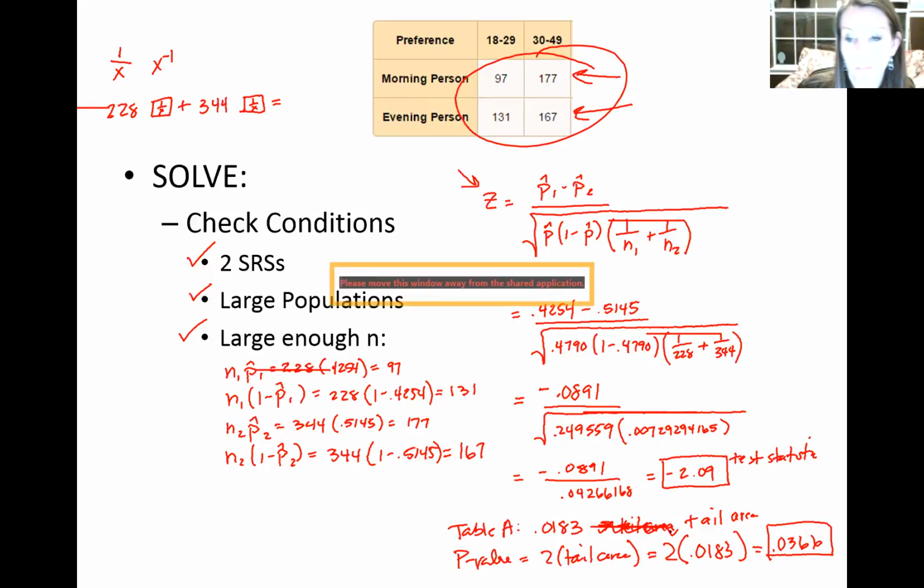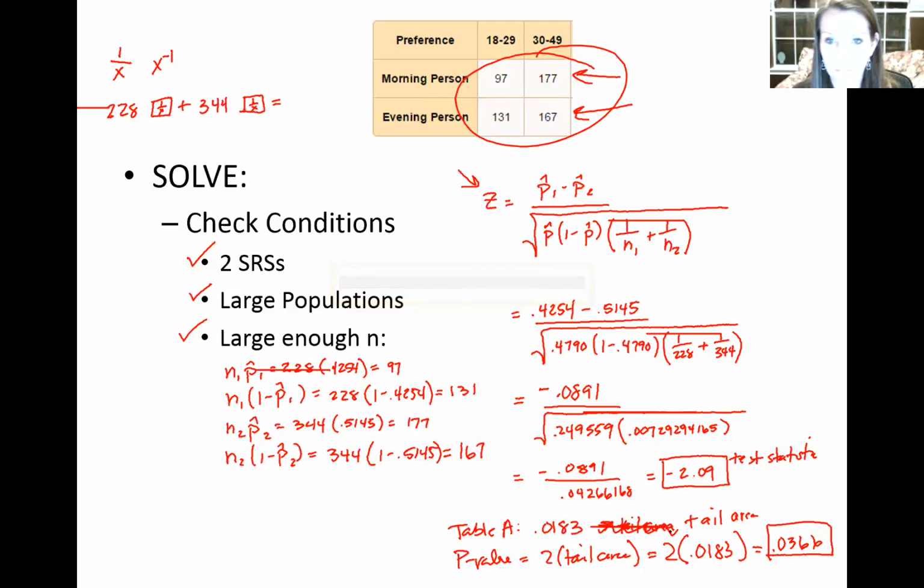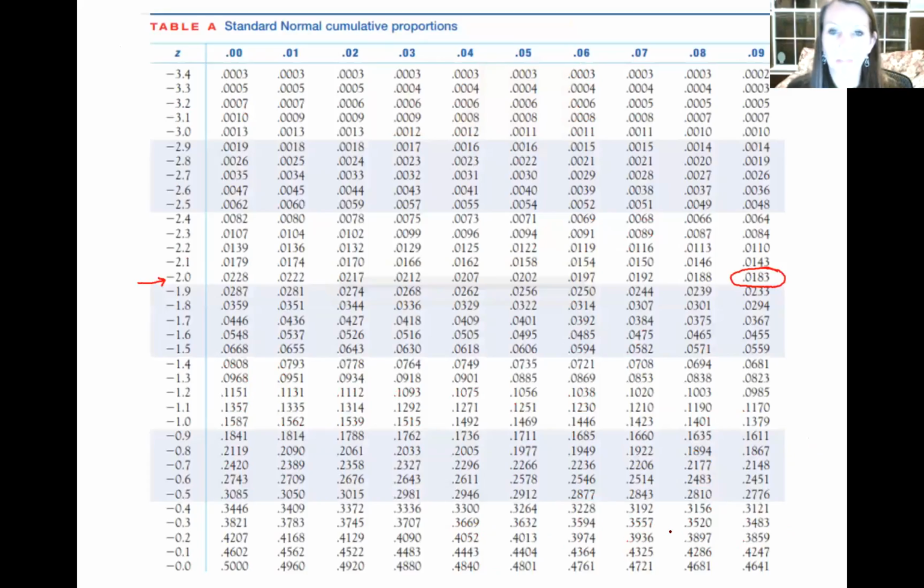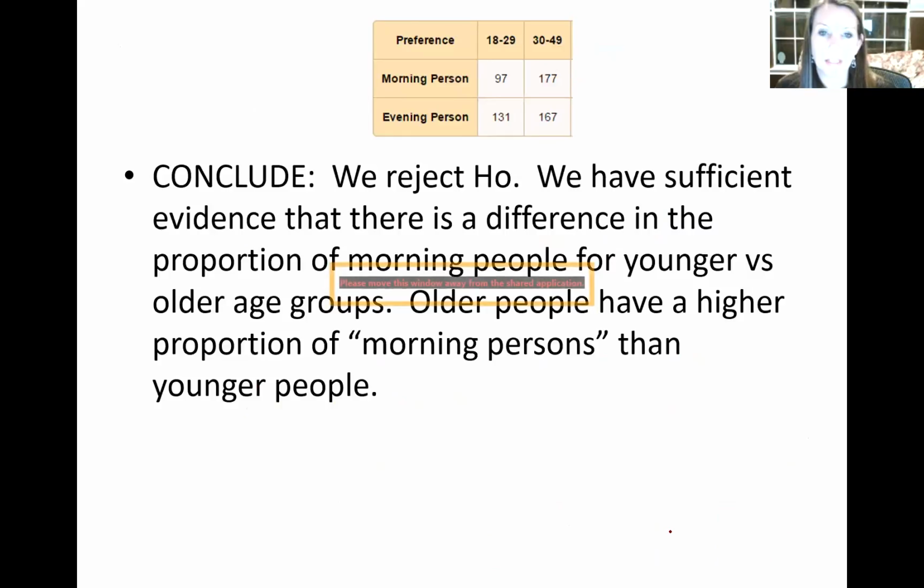Typically, we don't have an alpha value on this one. If we don't have an alpha, we usually use 0.05. In this case, our p-value is lower than alpha, and when p is low, H0 must go. So we reject the null hypothesis and conclude that there is a difference in the proportion of morning people for the younger versus the older age groups. We reject H0. We have sufficient evidence that there is a difference in the proportion of morning people for younger versus older age groups.